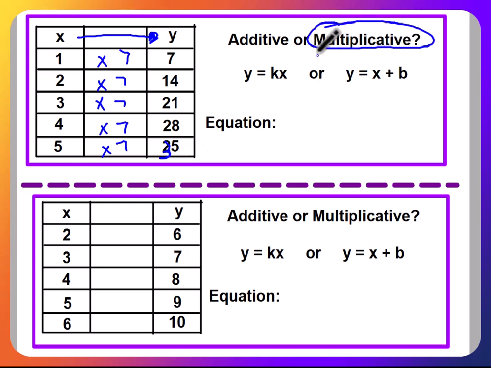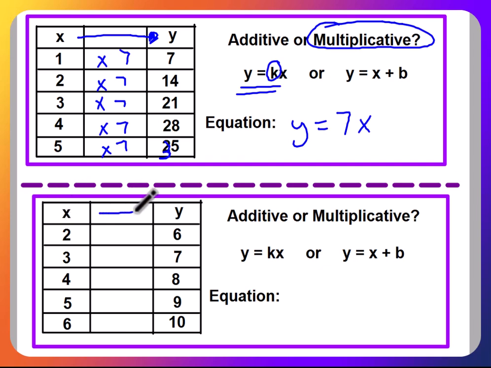What is the rule? We're multiplying by 7. So we're going to use this multiplicative equation here. The y and the x stay the same. All you're changing is the constant or the coefficient. In this case, it's the k, the coefficient. So it's going to be y equals, and what are we multiplying by? 7. 7x. That is your equation. y equals 7 times x. y equals 7x.